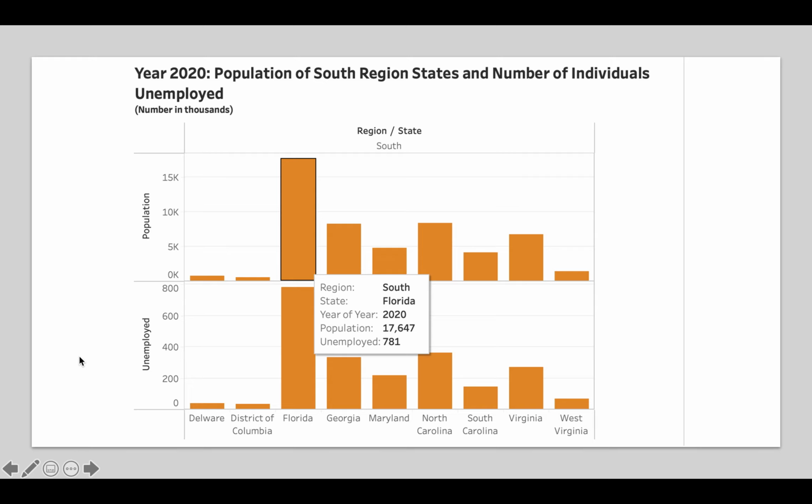The visualization shows the population of the South region states and the number of individuals that were unemployed in 2020. The South region includes Delaware, Washington, D.C., Florida, Georgia, Maryland, North Carolina, South Carolina, Virginia, and West Virginia. And you can see in the state of Florida, the population was almost 17,647,000, and the number of individuals that were unemployed were 781,000.